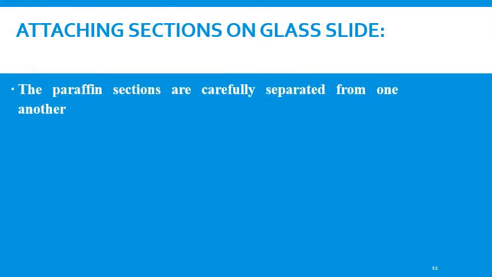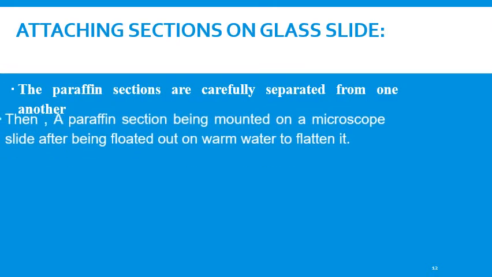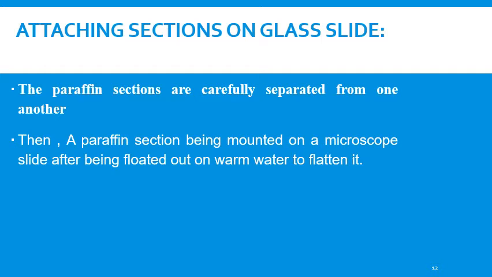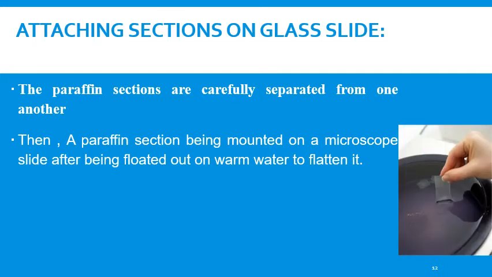The other step is attaching sections on the glass slide. The paraffin sections are carefully separated from one another, and then a paraffin section is mounted on the microscope slide after being floated out on warm water to flatten it.